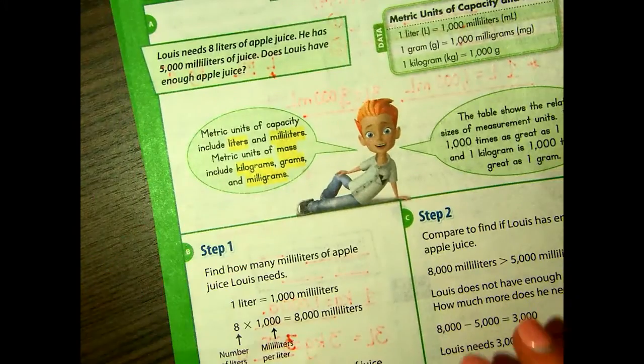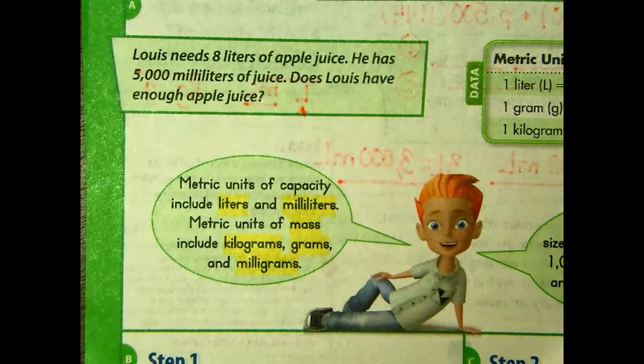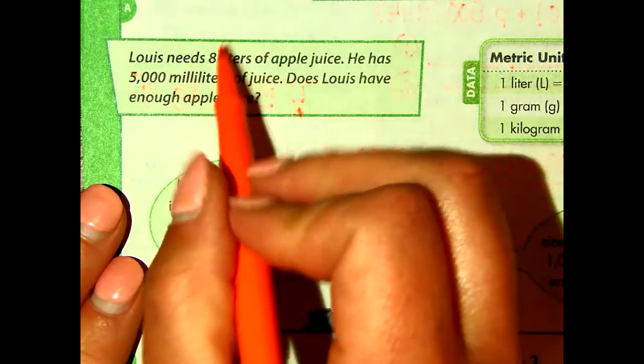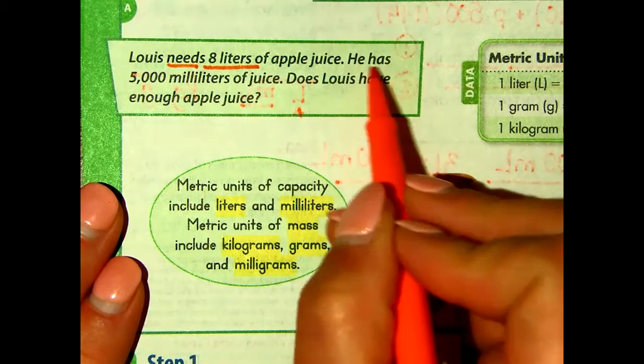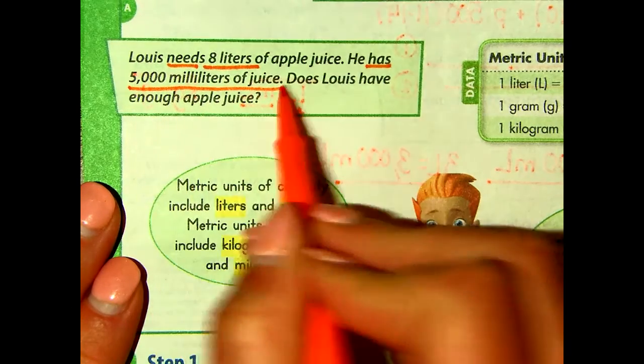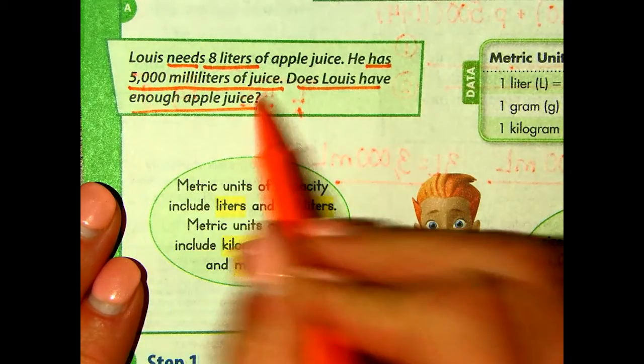Let's turn the page. Now we're looking right up here. Lewis needs 8 liters of apple juice. 8 liters is what he needs. He has 5,000 milliliters of juice. Does Lewis have enough apple juice?